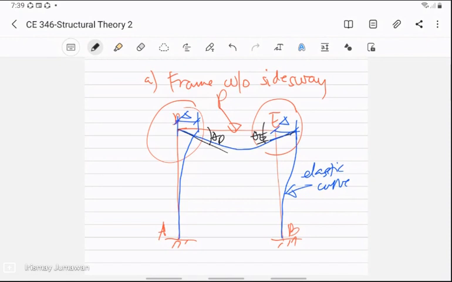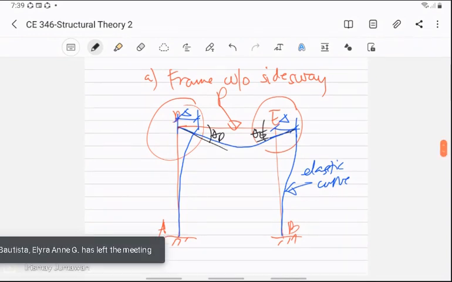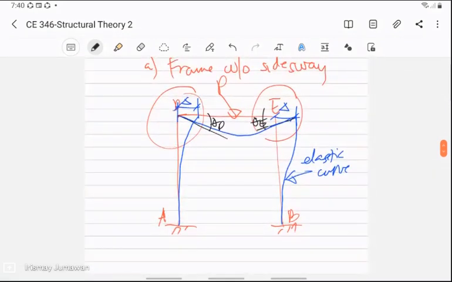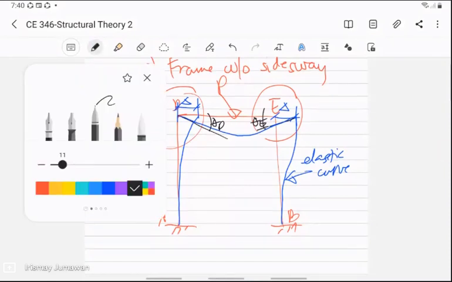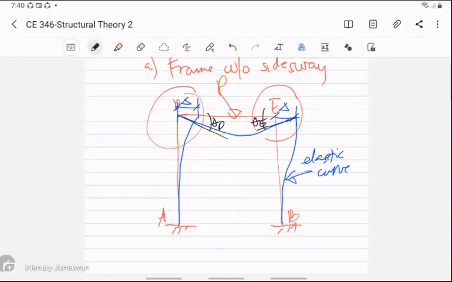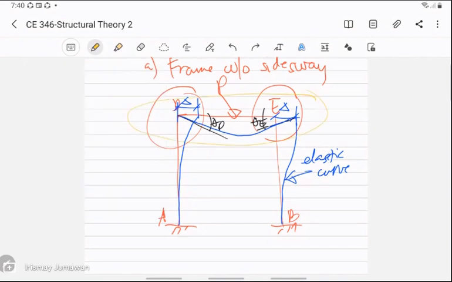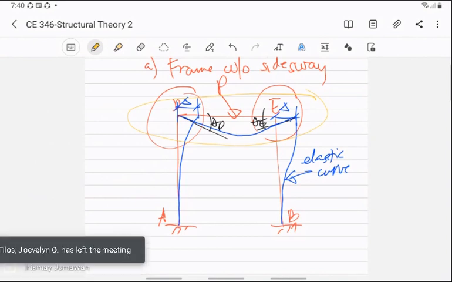Looking back for this frame. 1, ma'am. So here, the degree of freedom of this is equal to 1. So it means that the member DE is subject to translation. So there is one member that is subject to translation. So it means the frame is subject to sway.